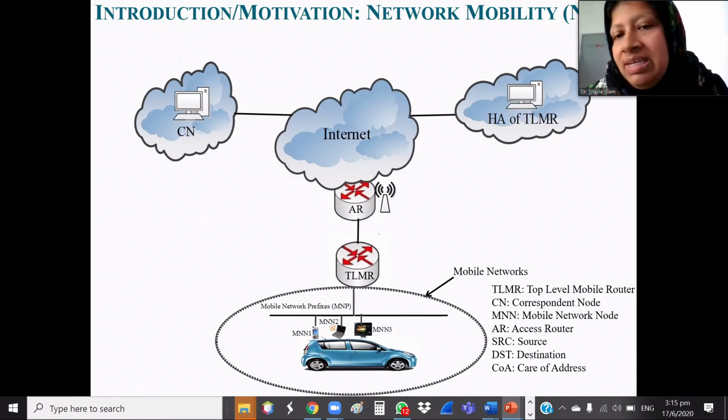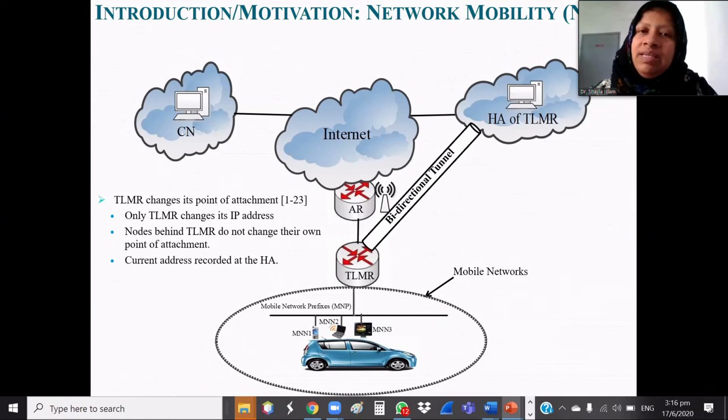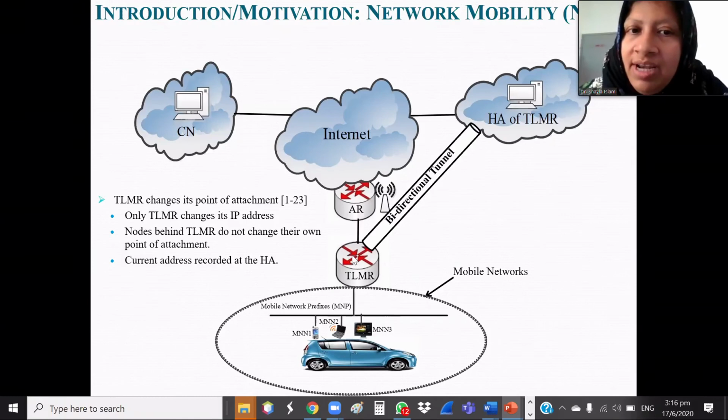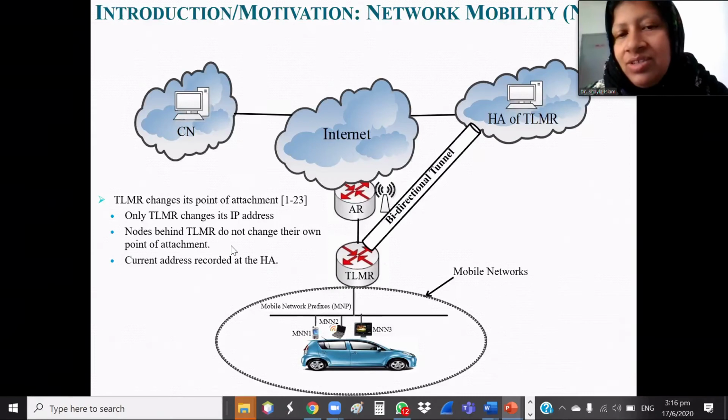And the most important thing for this architecture is that this top-level mobile router only needs to change its point of attachment. It means that when this mobile network is moving from one network to another network, only this top-level mobile router needs to change its IP address. So when they are moving to the new network, they don't have to think about their IP address or any address changing, because this mobility is handled totally here, by this TLMR.